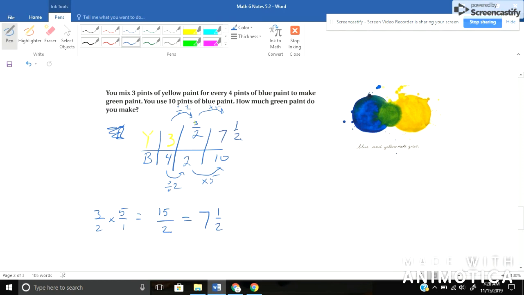So if I have 7.5 pints of yellow and I have 10 pints of blue, it asks how much green do I make? Well, remember, you combine them to make green. So add your blue and your yellow to get a total of 17.5 pints of green paint.